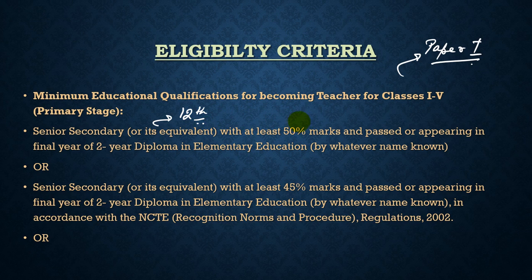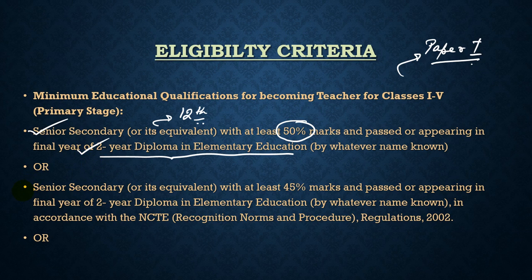with at least 50% marks and passed or appearing in the final year of a 2-year diploma in elementary education. So you need to pass 12th and then you need to be appearing for a 2-year diploma in elementary education, and you have to pass it, or if you're appearing in the final year you may also apply. Okay, so let's see what other options they have.